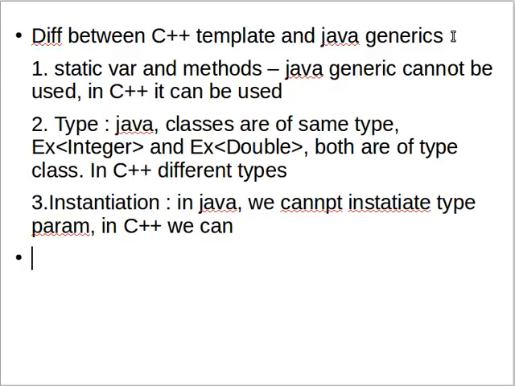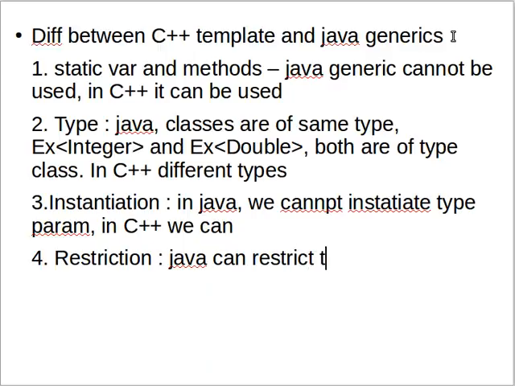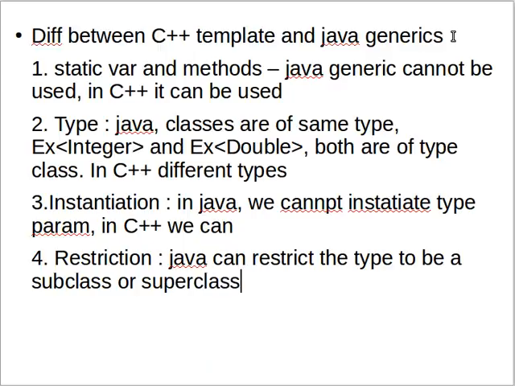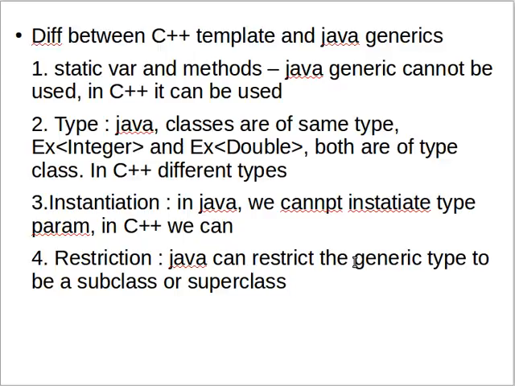Then let's see the fourth difference: restriction. In Java we can restrict the generic type to be a subclass or superclass. However, in C++ we cannot do that. We cannot restrict in such a manner.